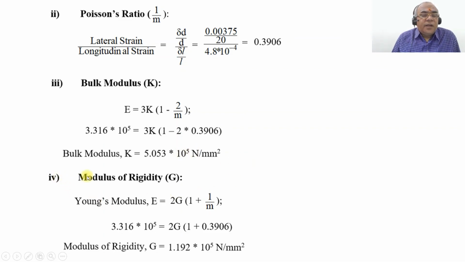And similarly, we want to find the modulus of rigidity, where Young's modulus is given by E is equal to 2G into 1 plus 1 by m. So you know the Young's modulus 3.316 into 10 to the power of 5, which is equal to 2G into 1 plus 0.3906, where G is the one you need to find. On simplification, the modulus of rigidity G will be equal to 1.192 into 10 to the power of 5 Newton per mm square. So this is how you will be able to find the solution. Thank you.